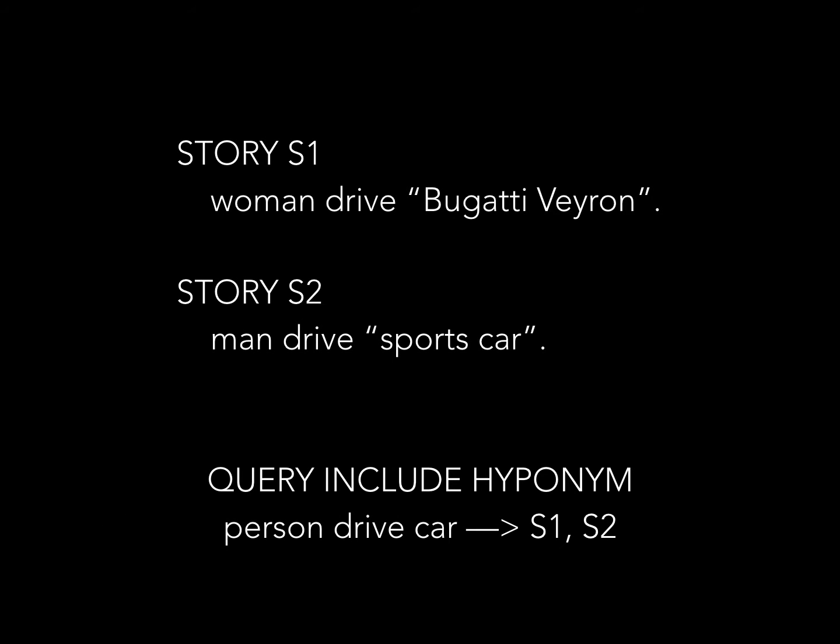Another important feature of the query engine is the ability to use dictionaries to identify closely related words. For example, here the query asks the engine to consider not only direct matches of the words person, drive, and car, but also any hyponyms of those words. Thus, both woman and man match person, while Bugatti Veyron and sports car match car.